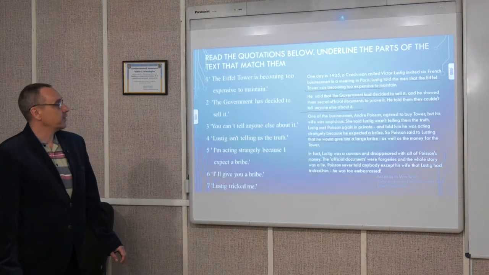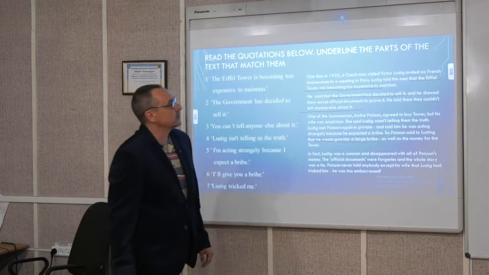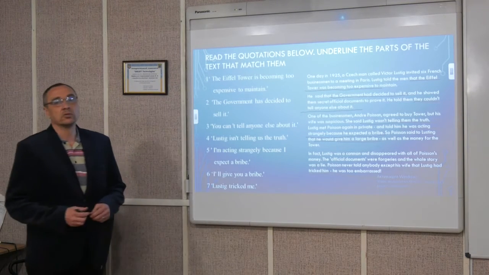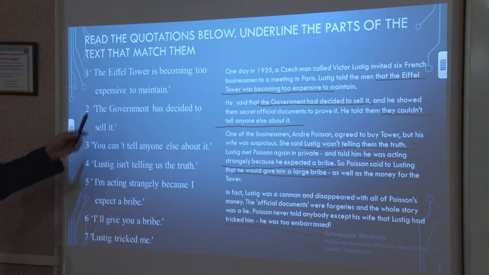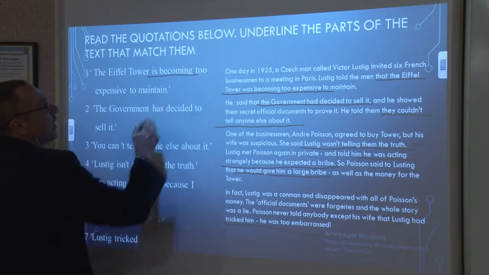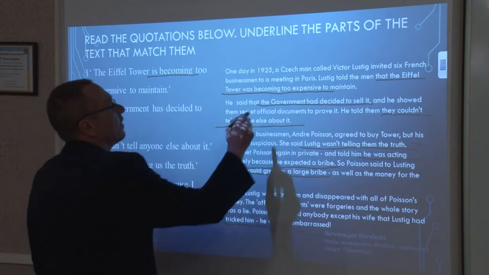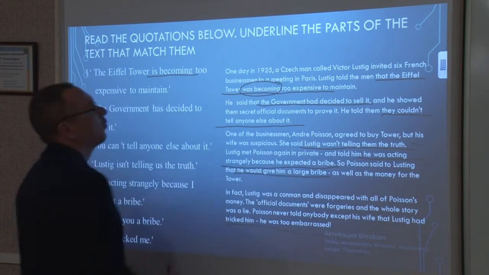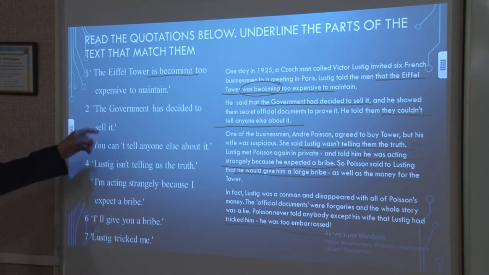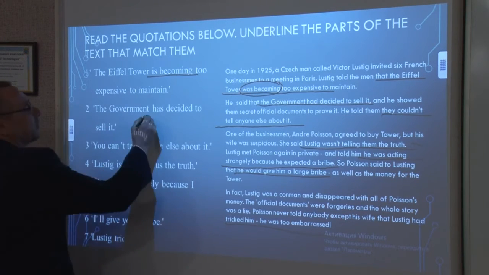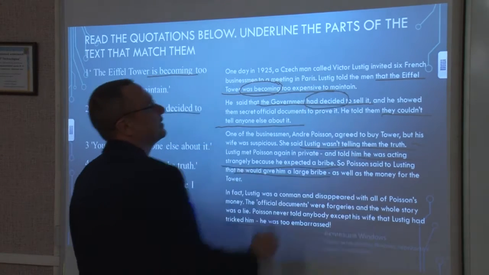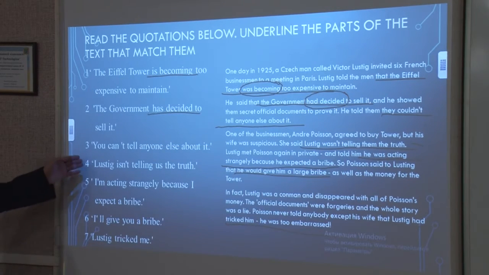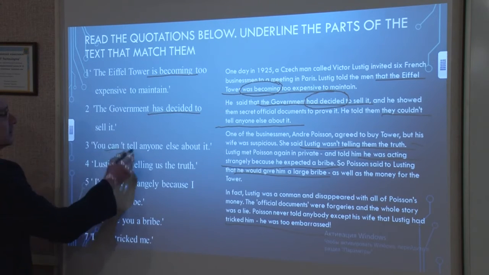But let's look at the quotations and at the parts of the text, and try to find the tense. Here we have present continuous, is becoming. And here we have past continuous, was becoming. The government has decided to sell it. It's present perfect. And here we have had decided, past perfect. Number 3, you can't tell anyone else about it. This is a modal verb, can't, in negative.